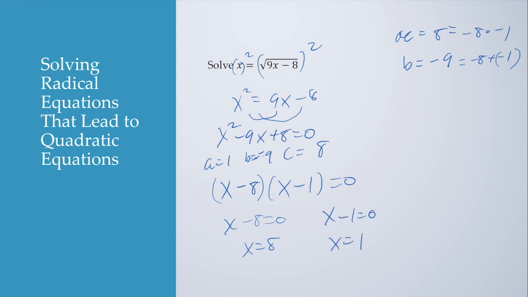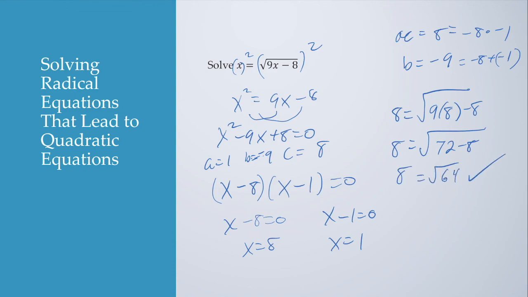But remember, this started out as a radical equation. So the first thing I have to do always, always, always is check my solutions. So if I have 8 is the square root of 9 times 8 minus 8, that means 8 is the square root of 72 minus 8, so 8 is the square root of 64. That's true. I have 1 is the square root of 9 times 1 minus 8. 1 is the square root of 1. That's true. So these are both solutions, but because it was a radical, we needed to check.